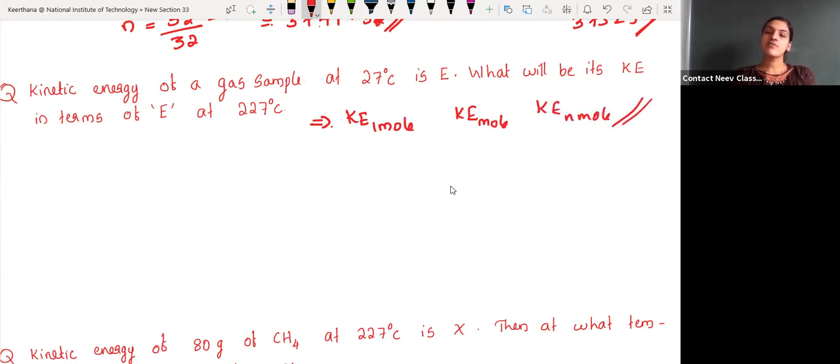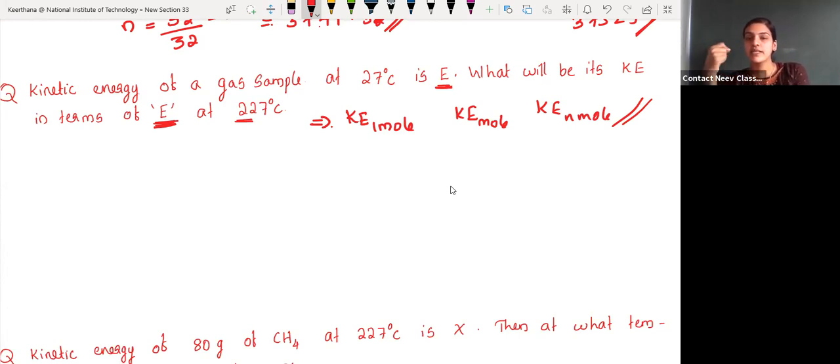If you are using any of these equations, you will get the same answer, because the amount of gas is not specified here. So you can take this E as kinetic energy of 1 molecule or 1 mole or n mole. If you are taking E as kinetic energy of 1 molecule at 227 degrees Celsius, you can express the kinetic energy of 1 molecule in terms of E. And if you are taking 1 mole, it will be the same. Whichever equation you use, the answer should be the same since the amount of gas is not given.